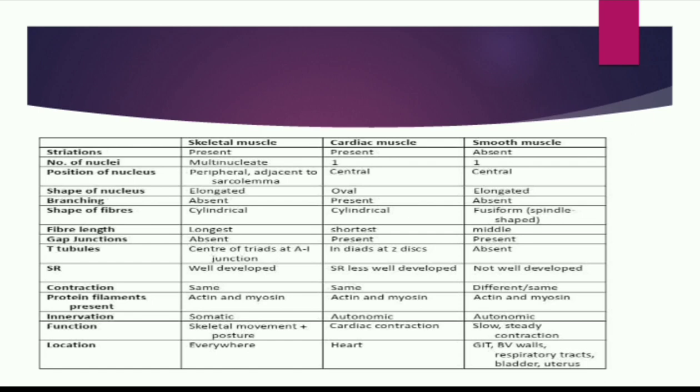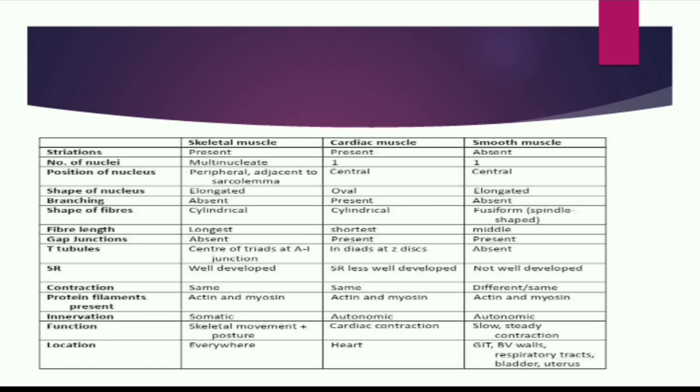Fiber length. Skeletal muscle has the longest fiber length. Cardiac muscle has the shortest, and smooth muscle has medium fiber length. Gap junction is absent in skeletal muscle, present in cardiac muscle, and present in smooth muscle.